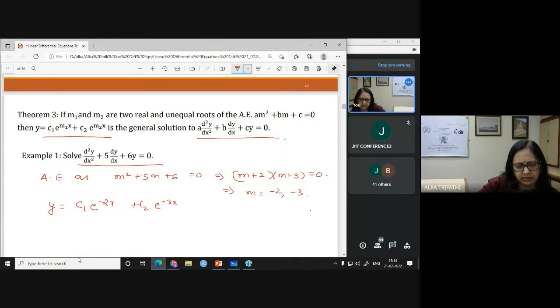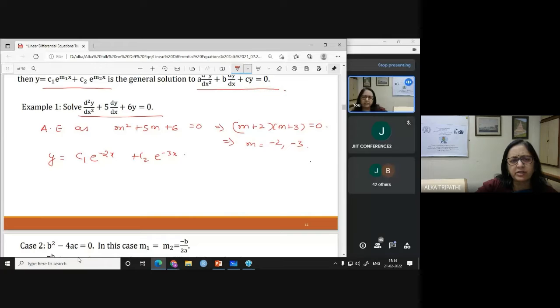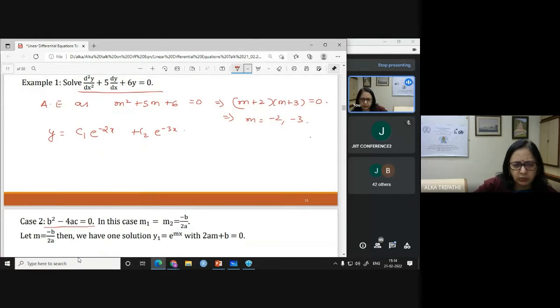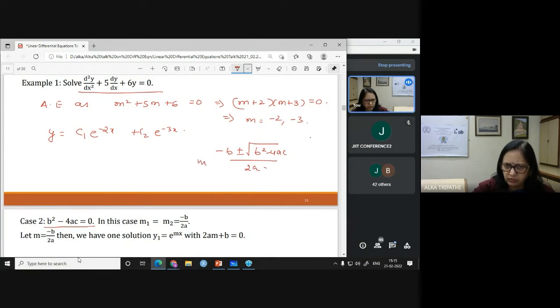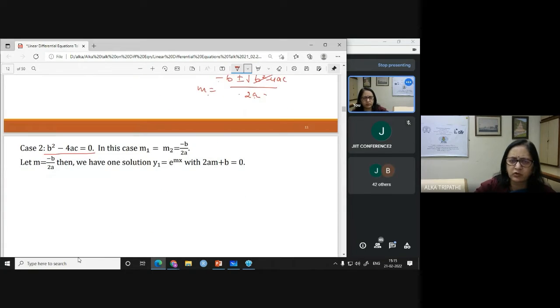Again, depending on the discriminant b square minus 4ac, suppose it is 0. B square minus 4ac is 0 means the right side part, that is minus b plus or minus square root of b square minus 4ac divided by 2a, which was my m value, this part is 0. That means I will have m equal to minus b by 2a, or you can say m1 and m2 equal to minus b by 2a. And now you can see, if I consider the solution as y1 equal to e^(m1x), y2 equal to e^(m2x), then they are not linearly independent. Sorry, not m2, it will be.